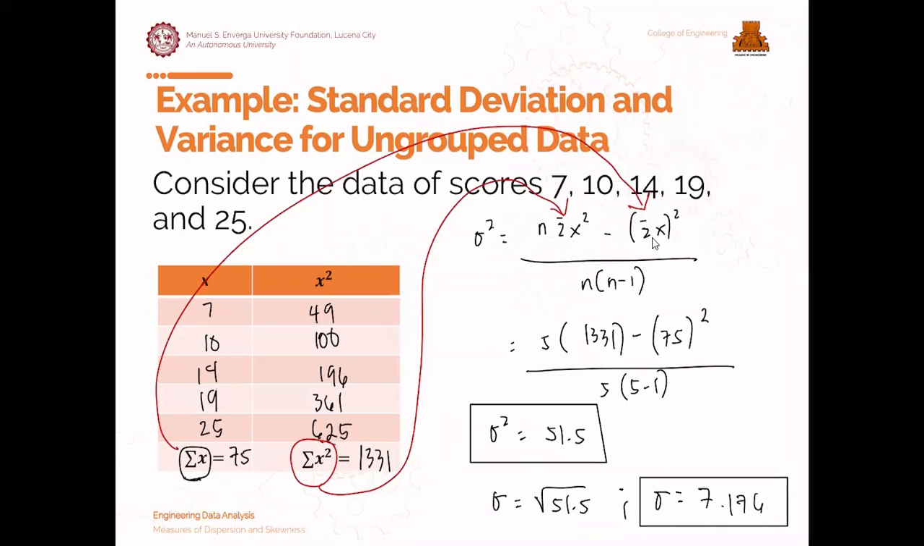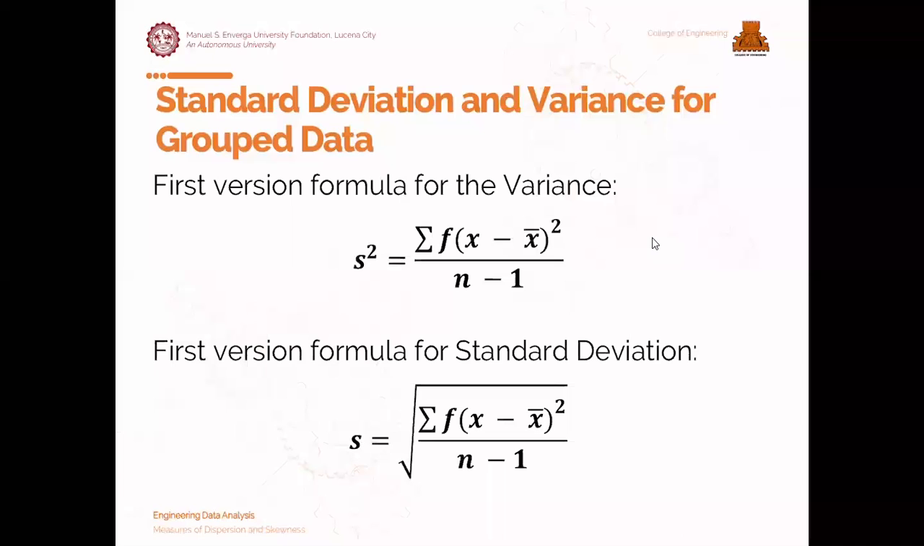Okay? Now ito yung para sa ungrouped data. Now we will go to grouped data. Okay? So sa grouped data, almost the same lang din ang formula. The difference is meron lang tayong multiplier na f, no? Yung first version natin, wala tayong multiplier na f, yung frequency, no? So ngayon, meron tayong frequency na multiplier dun sa equation natin.